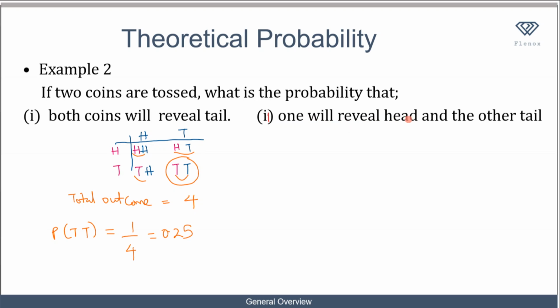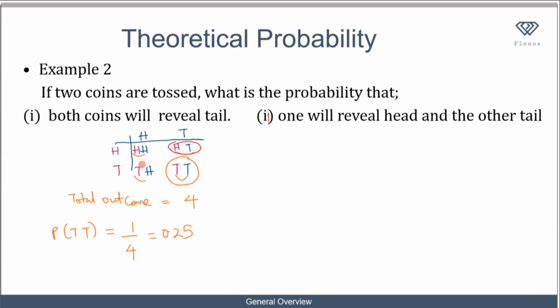So let's move on to the next question, or the B part, that says what is the probability that one will reveal head and the other will reveal tail. So we know that the total number of possible outcomes is also 4. But now what is the probability that one will reveal head and the other will reveal tail? We see that there are 2 cases in which this is possible. And this is the first case, when the first coin shows head and when the second coin shows tail. You have 1 head and 1 tail.